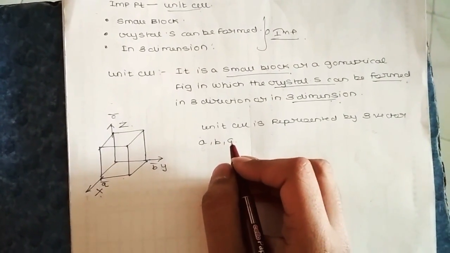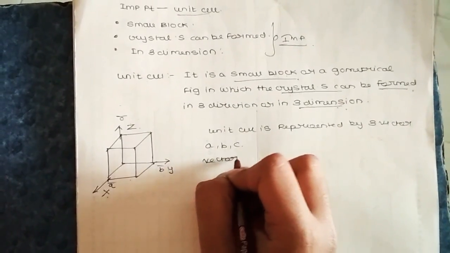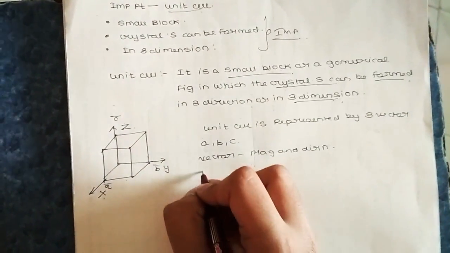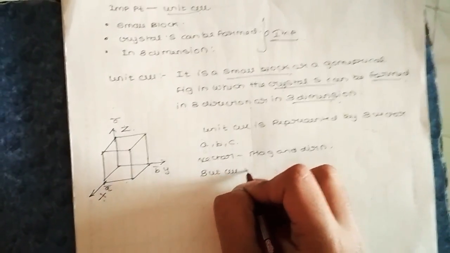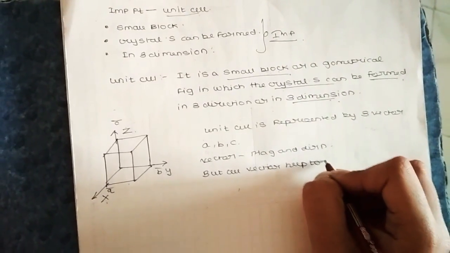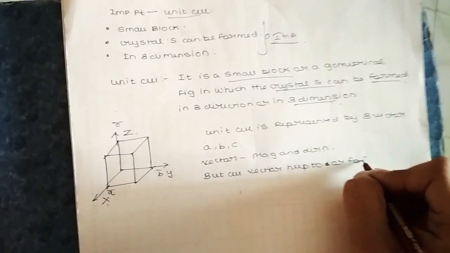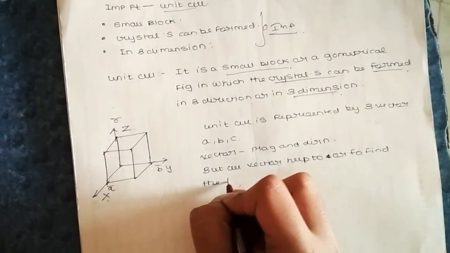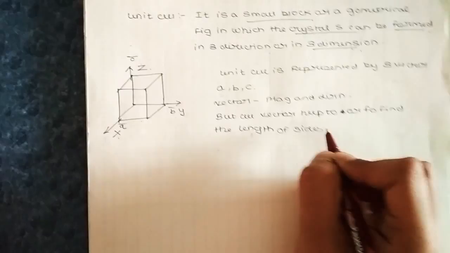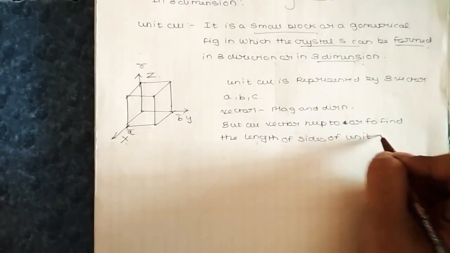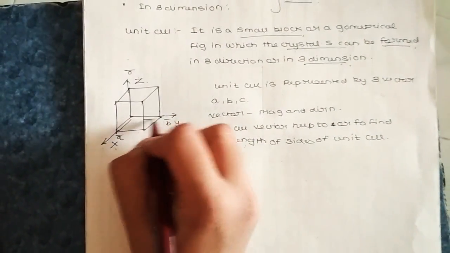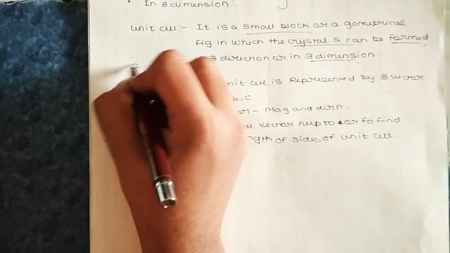Now what is a vector? Usually, a vector gives us magnitude and direction. But in a unit cell, vectors help us to determine or find the length of the sides of the unit cell. So it is represented by three vectors which give us the length of the sides of the unit cell. So A is a vector, B is a vector and C is a vector.